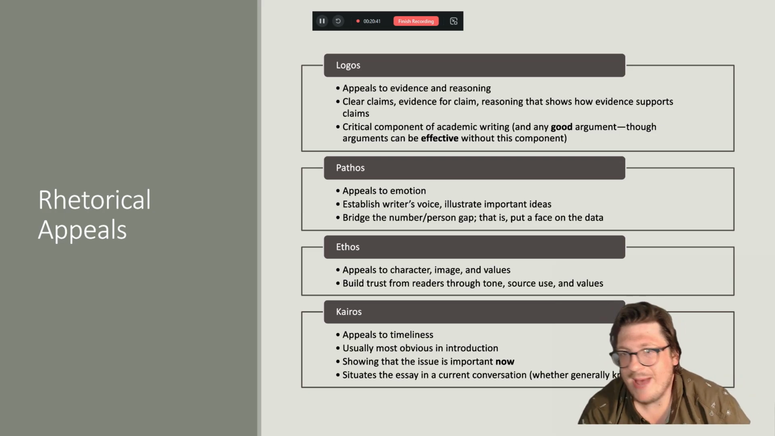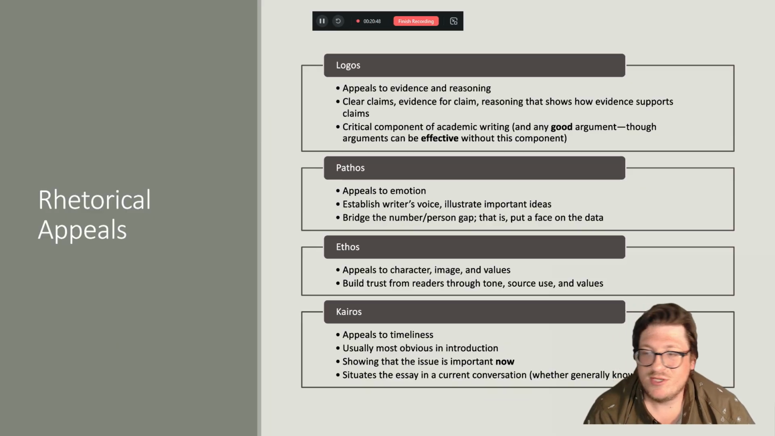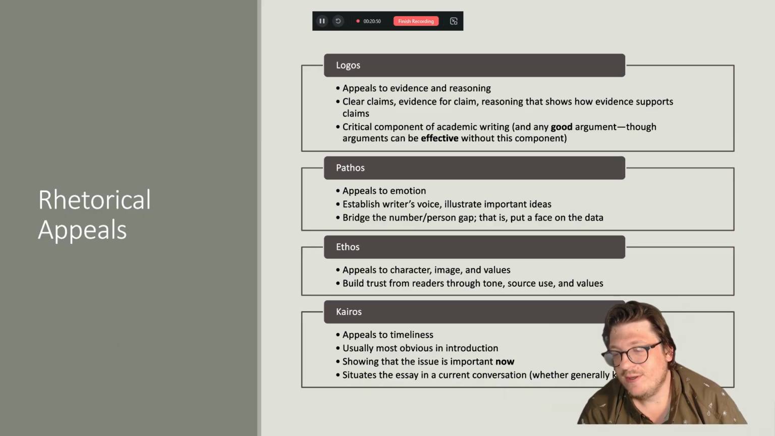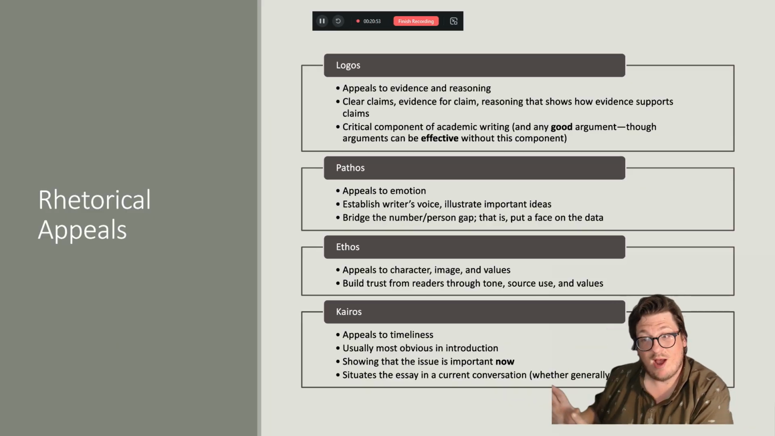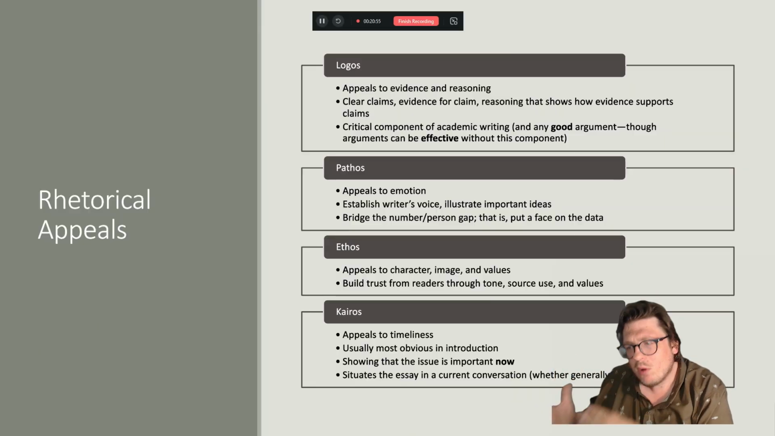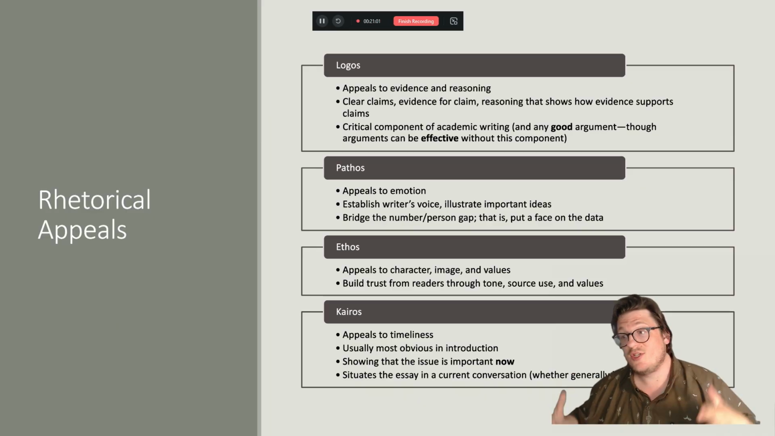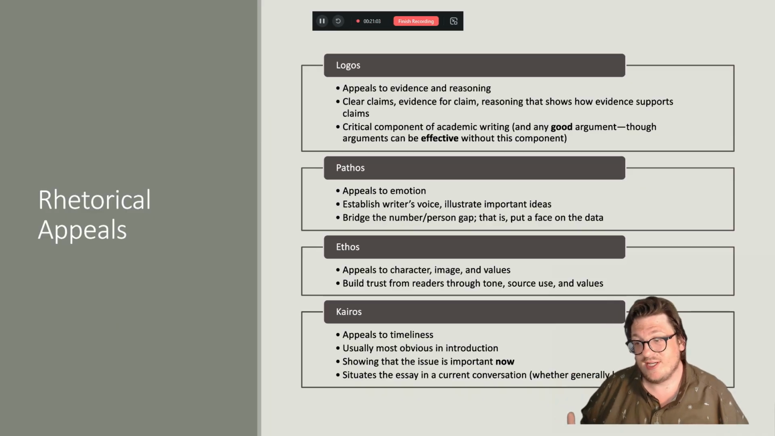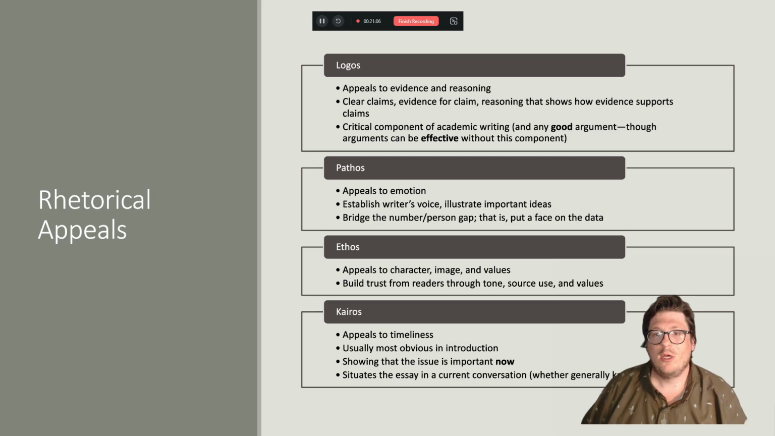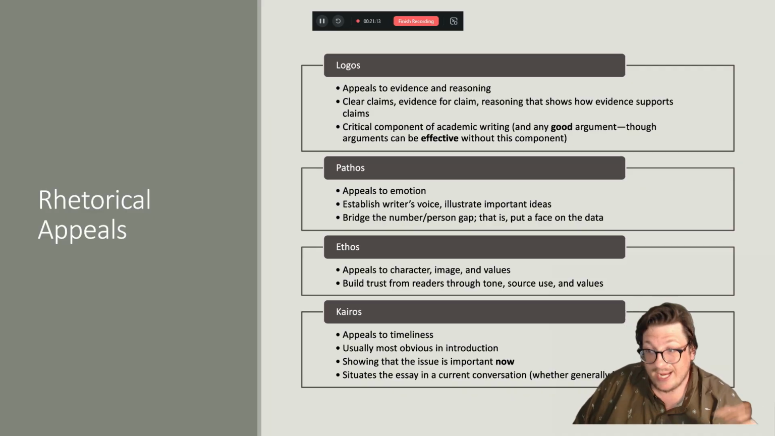The second one, pathos, is an appeal to emotion. This can establish the writer's voice or illustrate important ideas. If there's a big problem, you can make an appeal to say, look at the effects of this problem. They're so terrible, and kind of pull on the heartstrings of your audience a little bit to get them invested in, oh yes, this is a big problem and we need to fix it. Look at what's happening. And it's a good way to put a name to the numbers that you use.